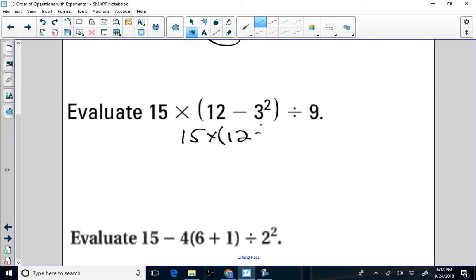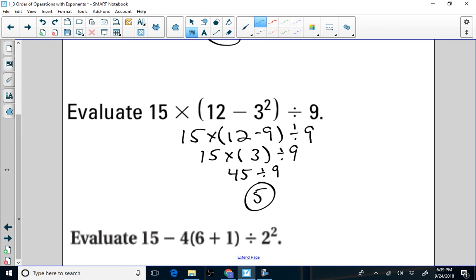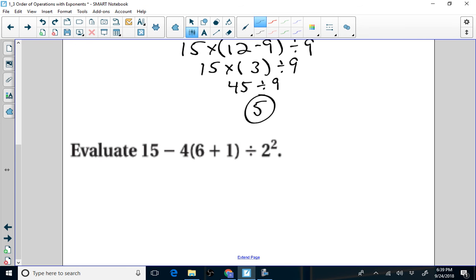12 minus 3 squared is 9 divided by 9. To finish the parentheses, 15 times 12 minus 9 is 3. Then we divide by 9. I have to do my multiplication and division from left to right. So 15 times 3 is 45 divided by 9. That's going to be 5.